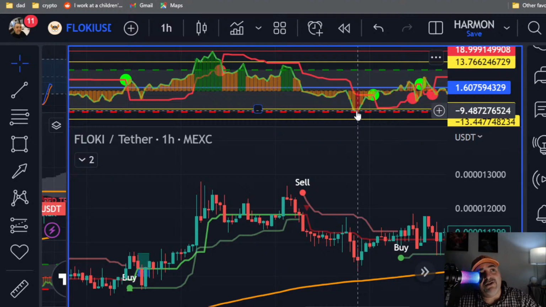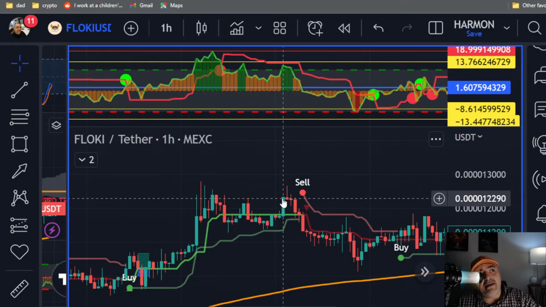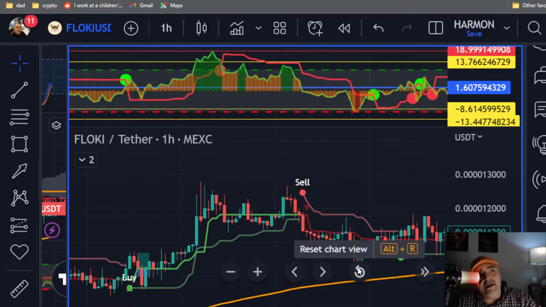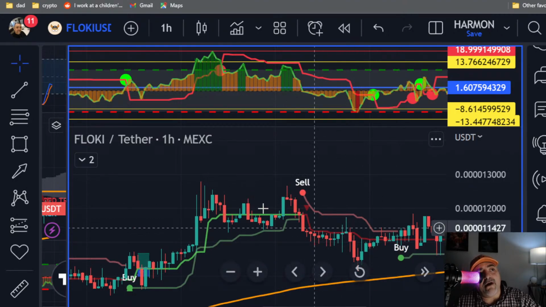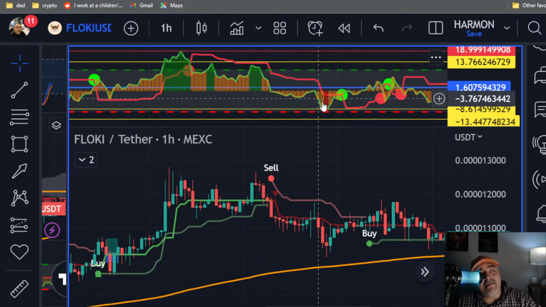It bottoms out right there. I close my short and I call it a day. From here to here, right? Meaning you would get in here and ride it all the way to here, and that's your short on your 1 hour. Bada boom, bada bing, and that's the day. That's the plan, right? Now keep that in mind, right?